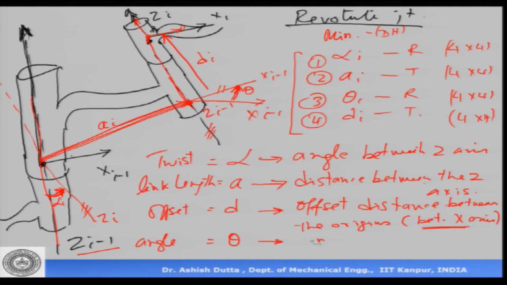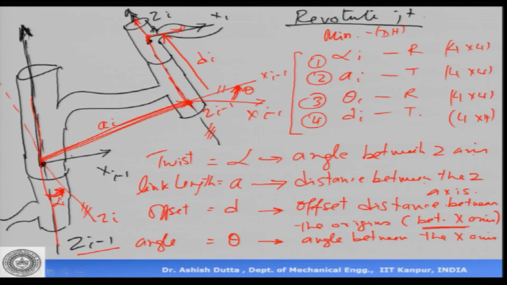Or it is the angle between. So, this is the angle between the x axis of two frames. Whenever I have written z axis, x axis, it means these two axes are for the two respective frames. Okay. So, it will be x zi minus 1 to zi.